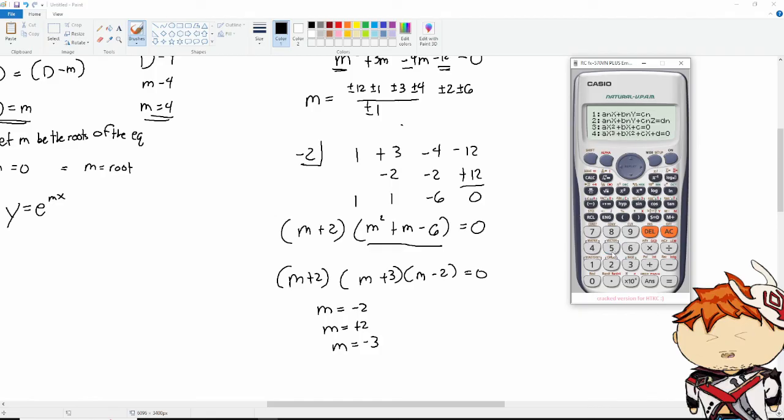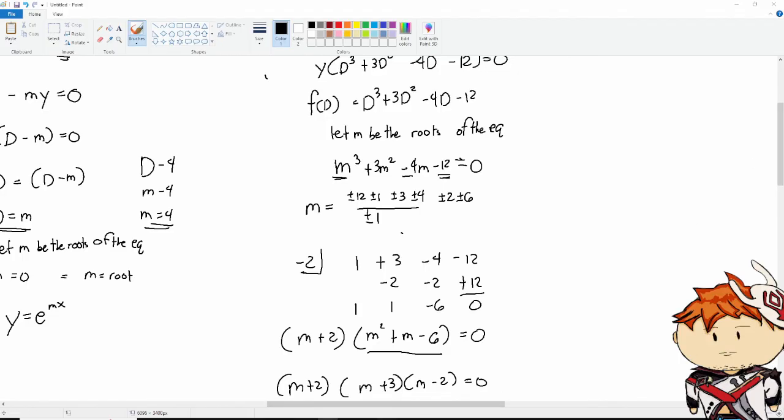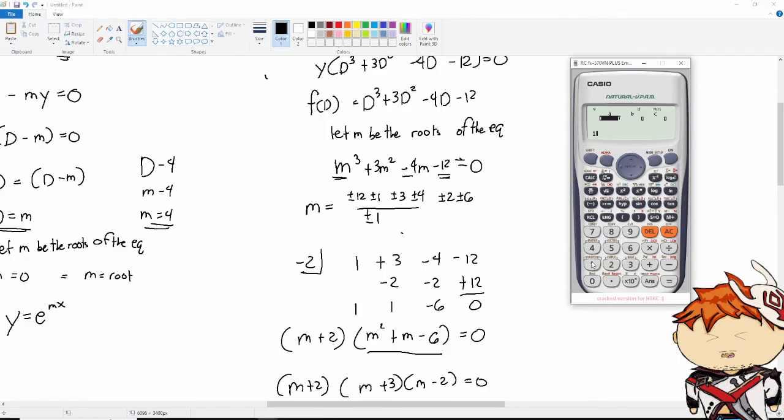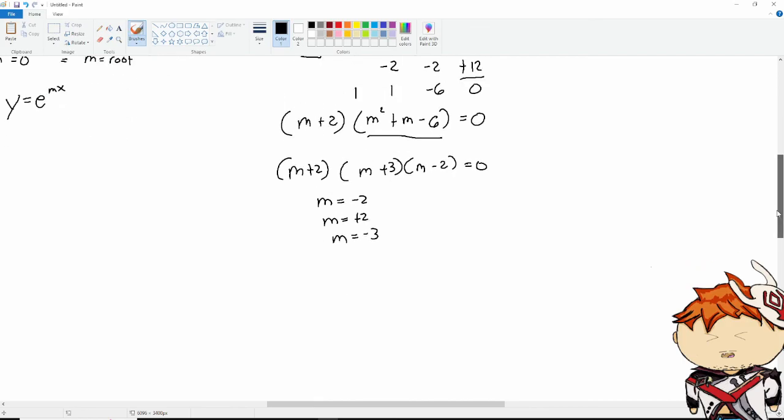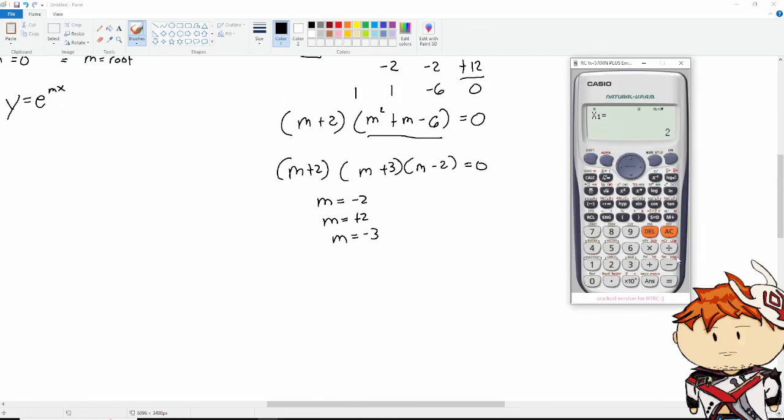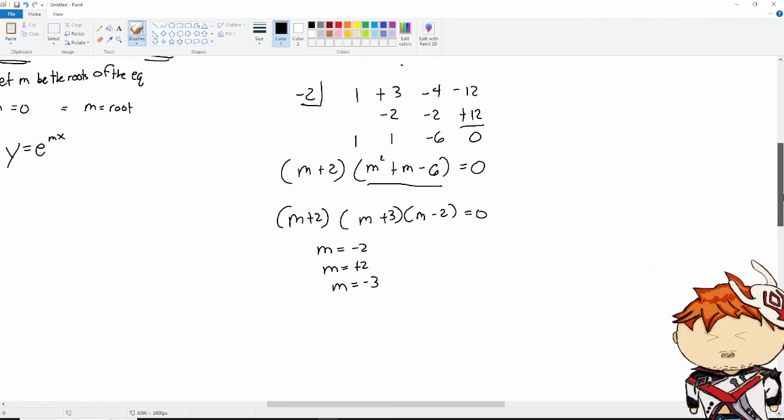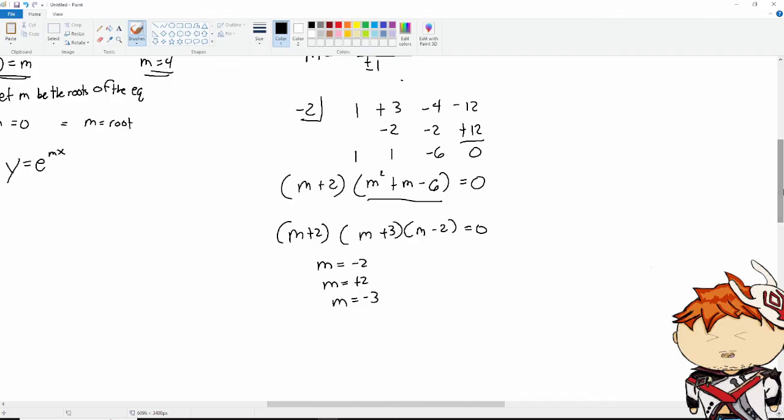We can use mode 5, look for the polynomial 4, because mode 4 is for cubic. So we can substitute our terms. 1 for our cubic coefficient, 3 for our quadratic coefficient, negative 4, and negative 12 for our constant. Your calculator now will give you the roots: negative 2, 2, and negative 3. You can use a calculator, but if a calculator is not allowed, you have to learn synthetic division. And if that's not factorable, you have to learn the quadratic formula, if you are not able to factor your quadratic polynomial.